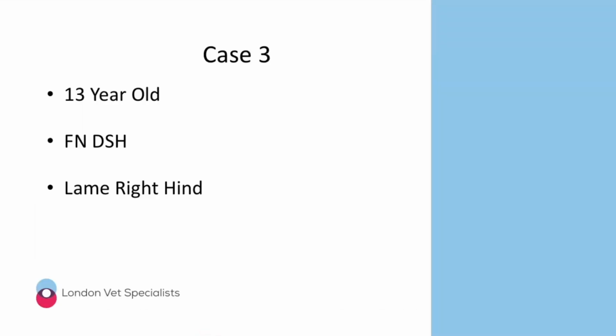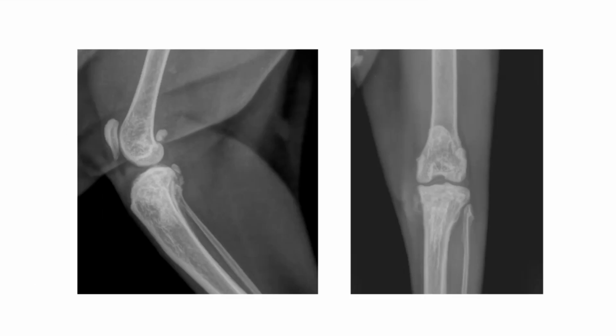So case number 3, which is the last case. We have a 13-year-old female-neutered domestic short-haired cat that's lame on its right hind. So we've got mediolateral and caudocranial views of this stifle. Hopefully, you guys can see that there is increased opacity of the caudomedial aspect of this right proximal tibia. And if we look at the fine detail of the bone that's at the level of the mid-diaphysis versus the proximal diaphysis and metaphysis, there is some loss of trabecular bone detail here that's compatible with lysis.